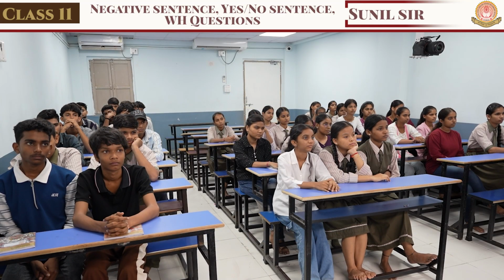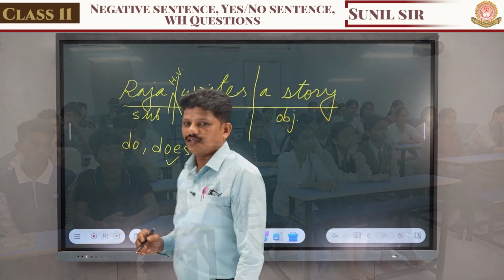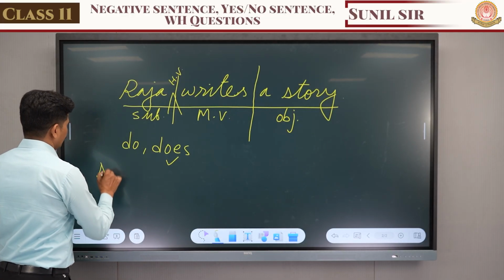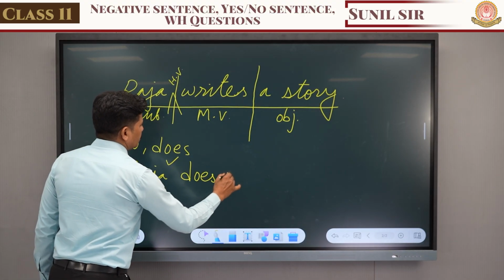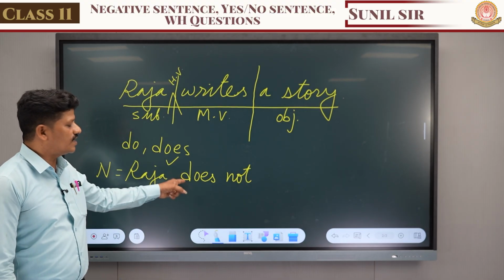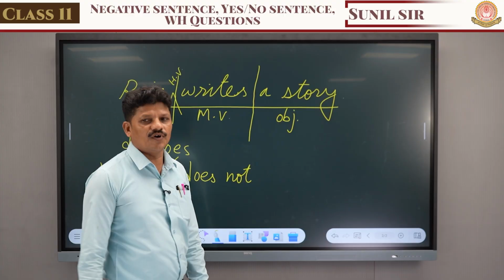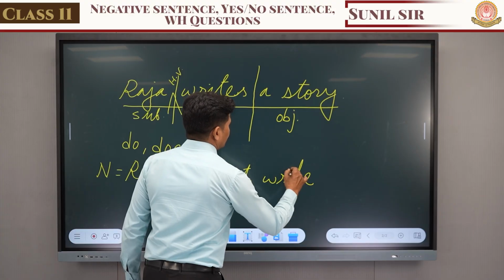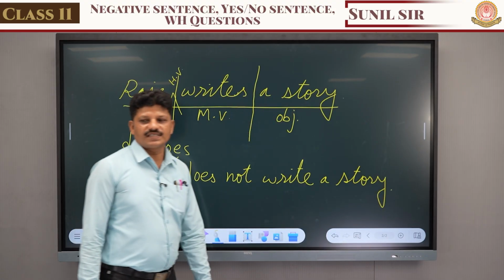So our first step is over. First of all, we have to find out the helping verb. We have found the helping verb, does. Then after finding the helping verb, we have to add not. So our sentence becomes negative. Raja does not. One more thing that is very important: when we use does, we have to remove the s or es from the verb. So, Raja does not write a story. Our negative sentence is ready.